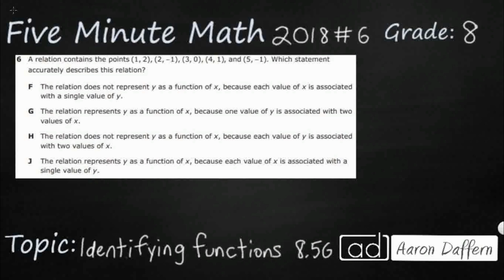So we have a relation that contains these 5 points: (1, 2), (2, -1), (3, 0), (4, 1), and (5, -1). Which statement accurately describes this relation? Take a look at the pattern. The relation does not represent y as a function of x. The relation does represent y as a function of x. Does not represent y as a function of x, and does represent y as a function of x.